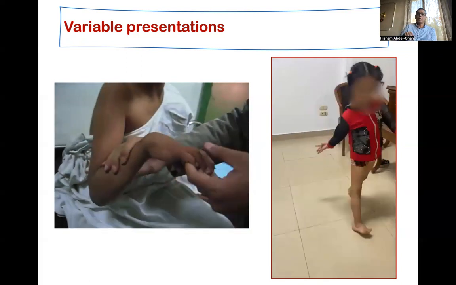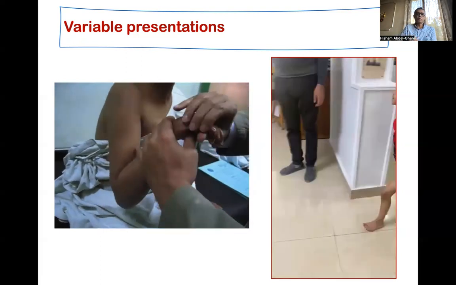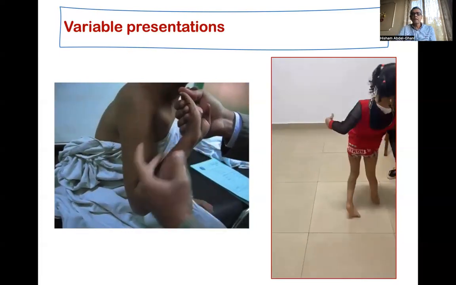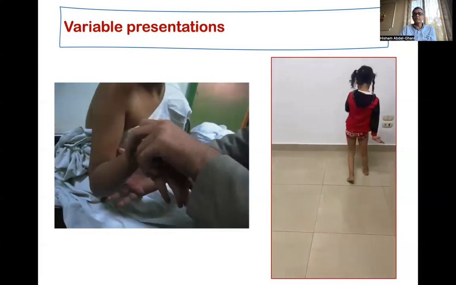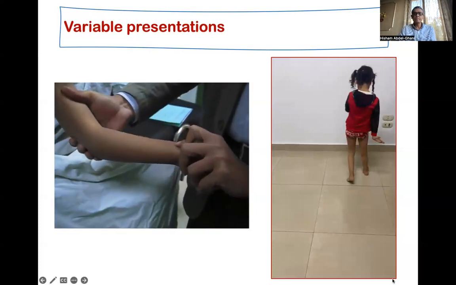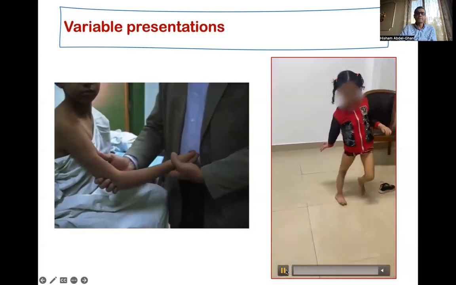Even in patients who have flexion deformity or flexion of the elbow and flexion of the wrist and pronation, the shoulder may not be adducted, it may be abducted. In patients with dyskinesia or dystonia, there is very variable posture and deformities.